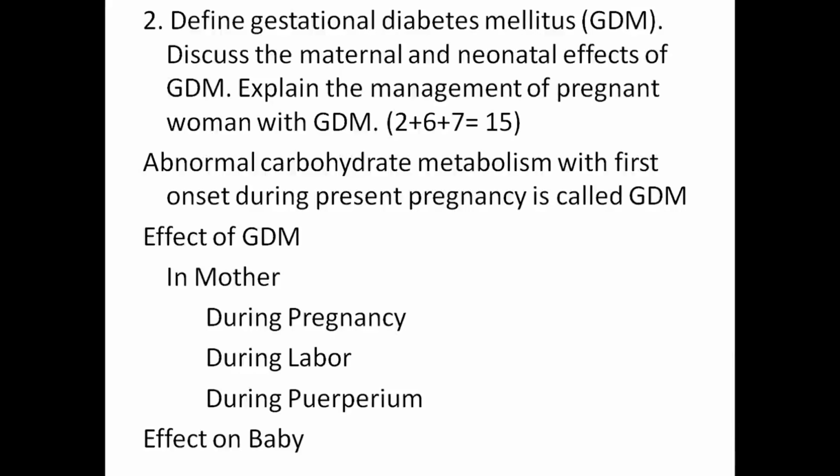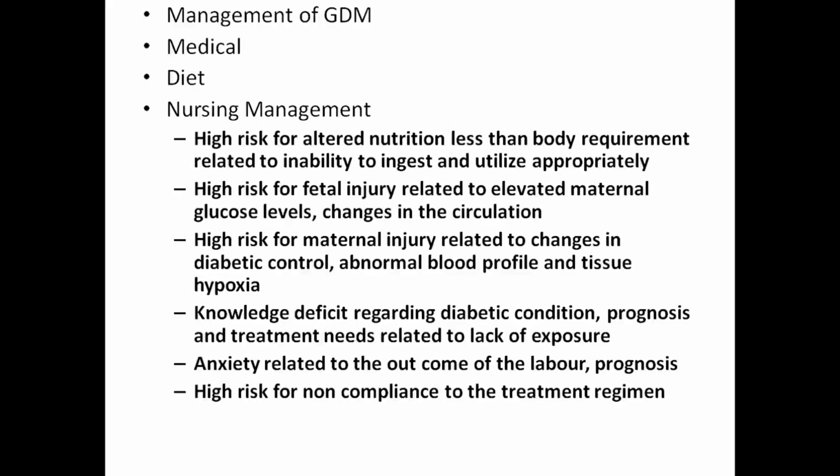So abnormal carbohydrate metabolism with the first onset during pregnancy is called gestational diabetes mellitus. Effects we have to divide into effects on the mother: during pregnancy, during labor, during puerperium, and then effects on the baby. Management will be divided into medical, diet, and nursing management. Diet can also be written under the medical management, or you can write it separately as dietary management, depending upon the PPBS value of the patient.